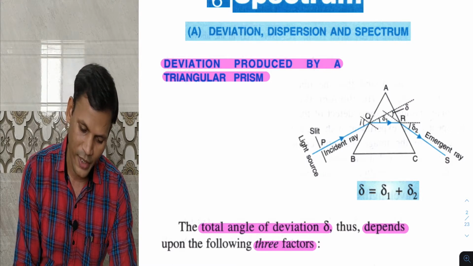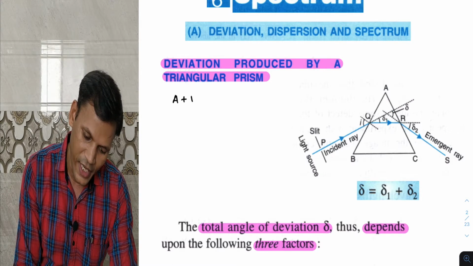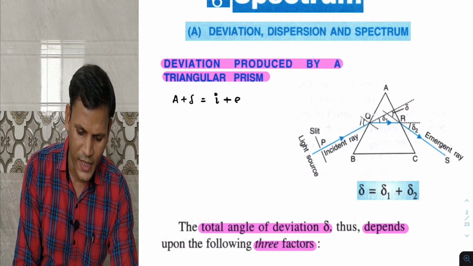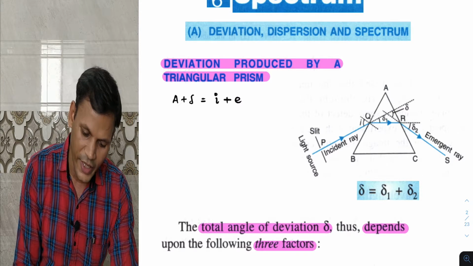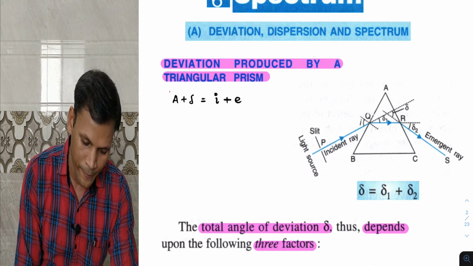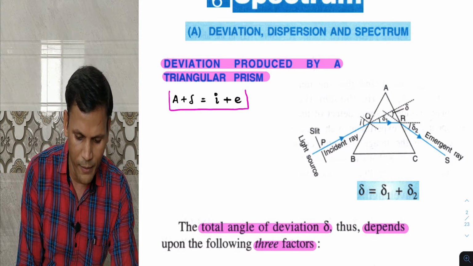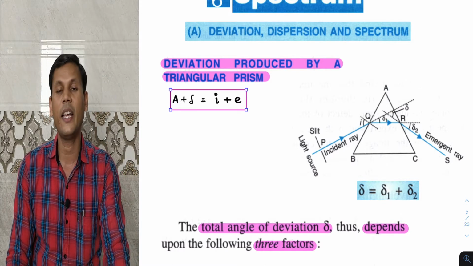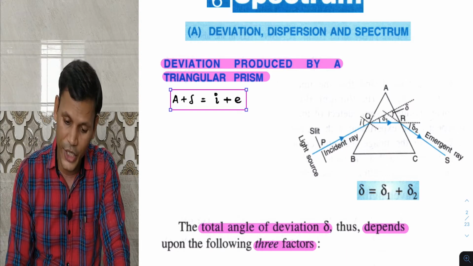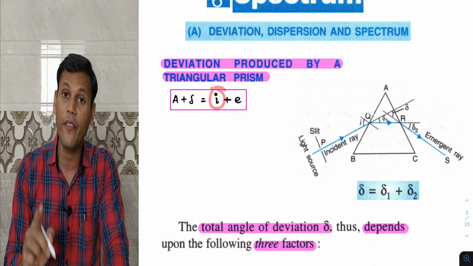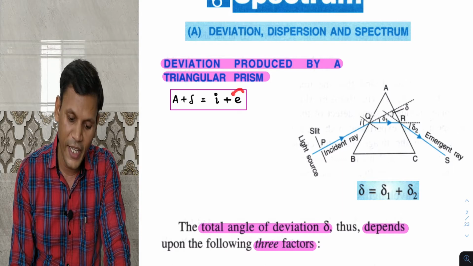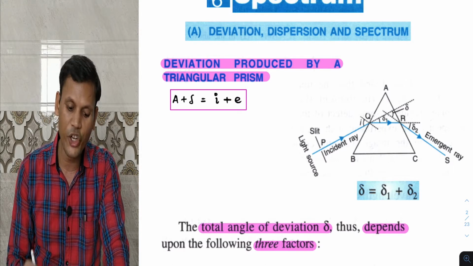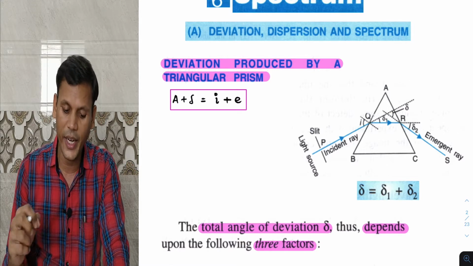One formula was A plus delta equals I plus E. The terms must be clear. A is the angle of prism, delta is the angle of deviation, I is the angle of incidence, and E is the angle of emergence. So this is the relation between A, delta, I and E.